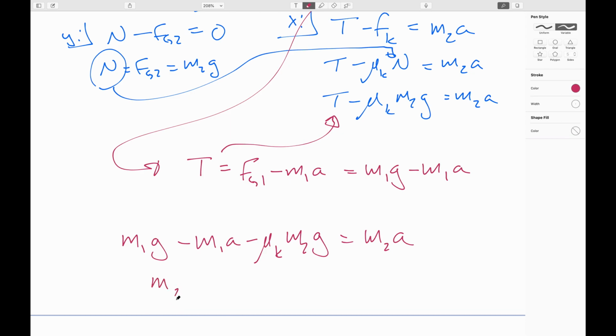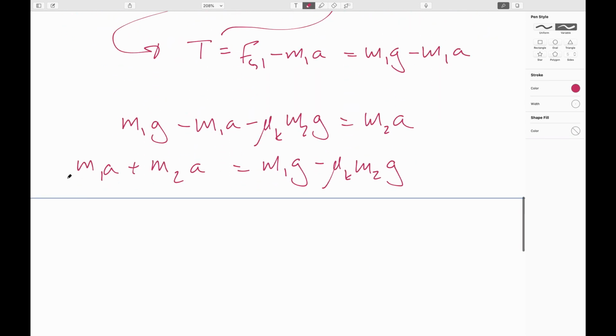So we'll have M2A, and if I add M1A to both sides, it'll give me M1A plus M2A. And then what do I have left? I have M1G minus mu K M2G. All right, let's group out common things. There's an A in both of these, and ultimately we want to solve for A, so it'll be a lot easier if we group it. So M1 plus M2 times A. You might wonder why I didn't put the A out in front.